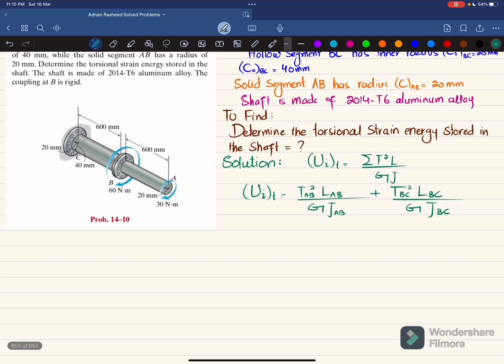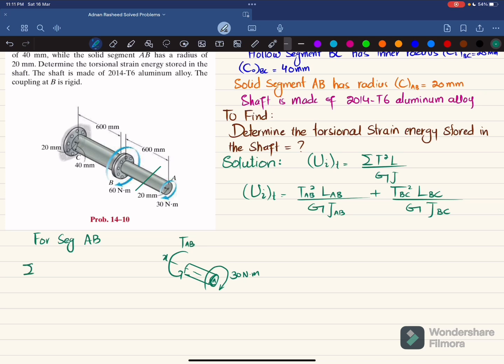Now, how will we find torque AB? We will cut segment AB, so I will write for segment AB. When you draw it, the free body diagram will be like this. Here is the axis, for example, the x-axis. This is your point A. At A, you have a clockwise torque of 30 Newton meter. In order to balance it, you will have T_AB.